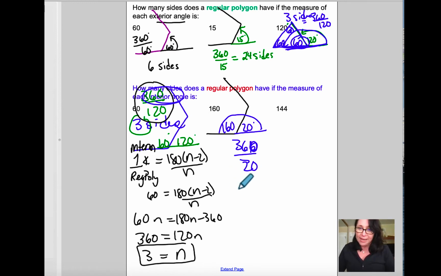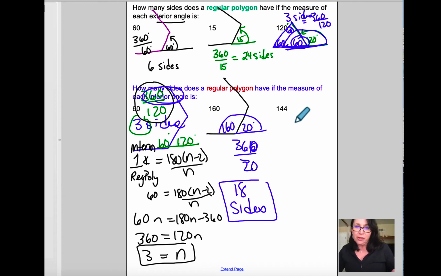And so I've got 18, so I have 18 sides for this facade of my polygon. For this one right here, this one is saying you have 144 degrees. Again, I'm going to make my facade here, and this one angle is 144 degrees.